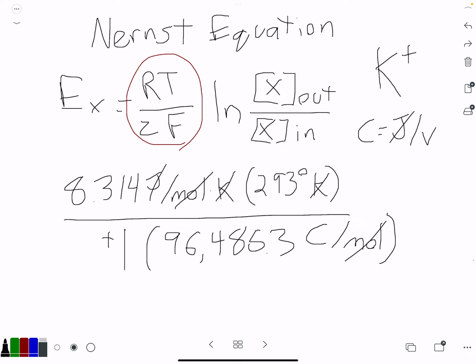Okay, let's figure out what that number is real quick. You can grab your calculator, and I've got mine here ready to go. We have the gas constant, 8.314, multiplied by 293. And so I'm going to reduce it here.